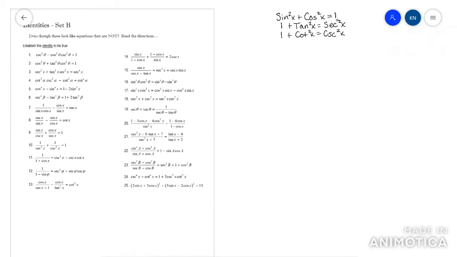All right, number 12. This is going to be another conjugate situation. So it looks like this, 1 over 1 minus sine. You're going to immediately have to hit it with the conjugate, which would be 1 plus sine.